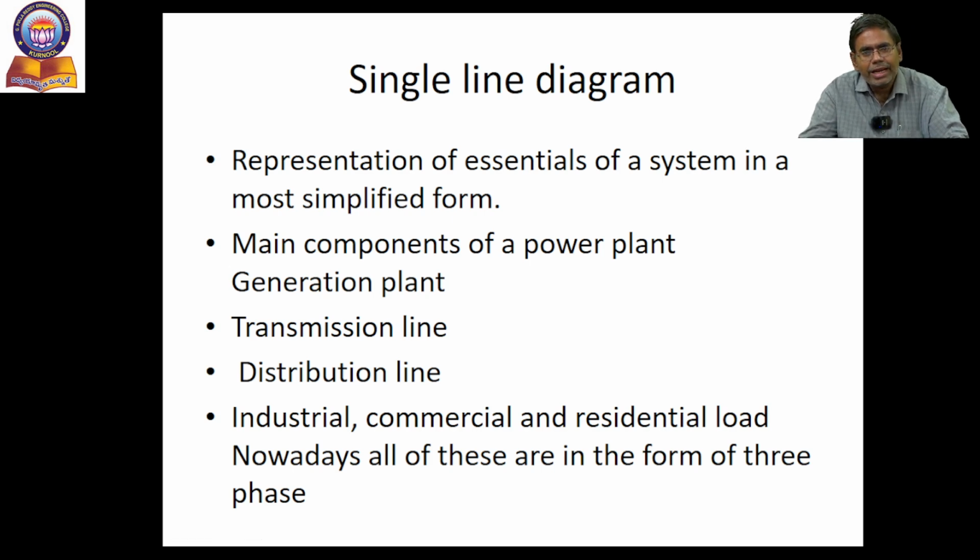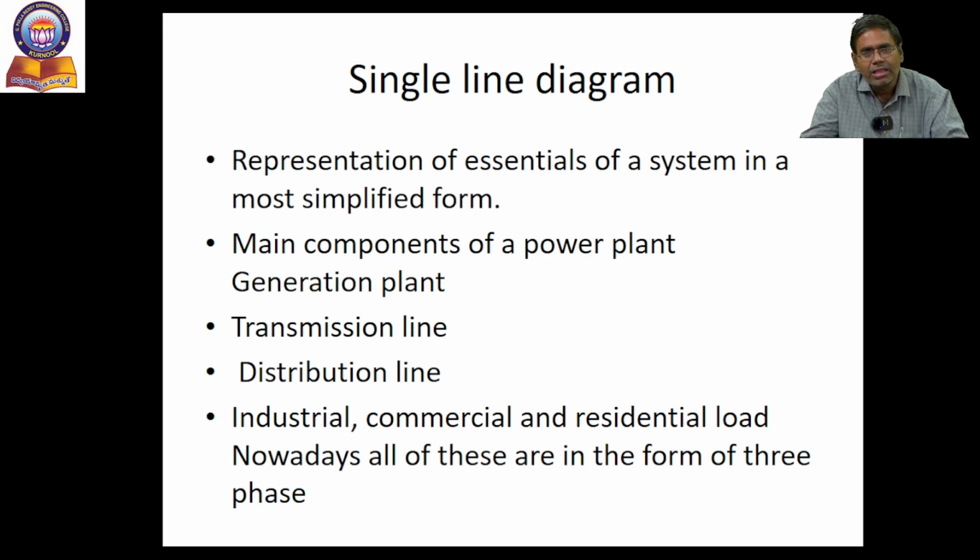A single line diagram is a representation of the essentials of the system in the most simplified form. The entire power system can be represented in one diagram, that is nothing but a single line diagram. It essentially consists of generator units, transmission facilities and loads, that is industrial, commercial and residential loads.